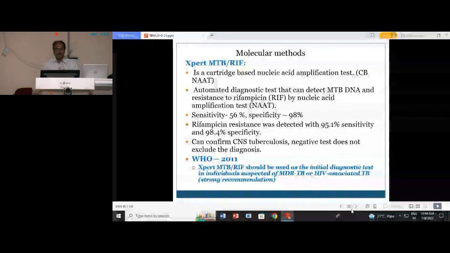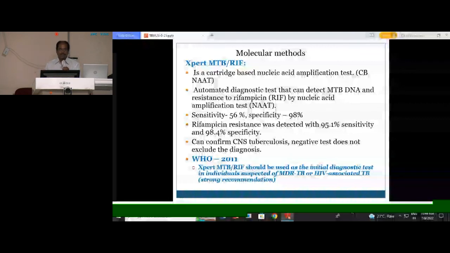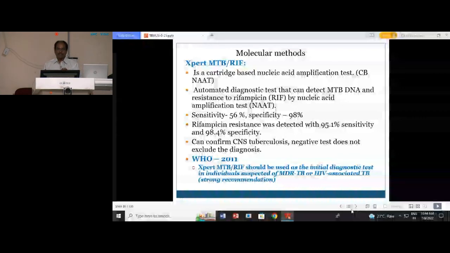Sensitivity is 56%, specificity is 98%. Rifampicin resistance can be diagnosed, and it can confirm CNS tuberculosis. So WHO 2011: Xpert MTB and resistance to rifampicin should be used as the initial diagnostic test in individuals suspected with multi-drug resistant tuberculosis or HIV-associated tuberculosis.